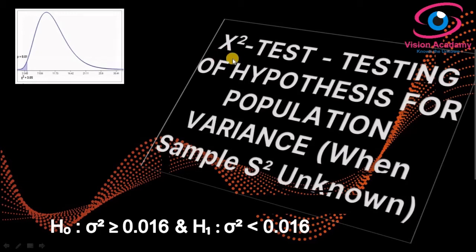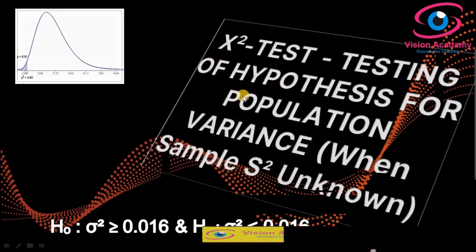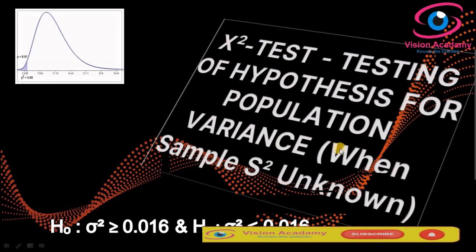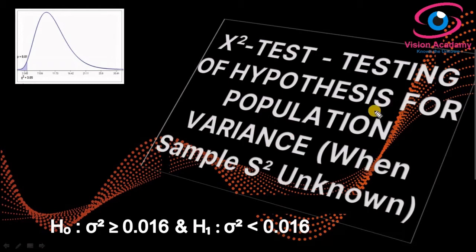Yeah, well, this is the second video on chi-square test. In this video, we'll come to know how to test hypothesis for population variance when sample variance is unknown. In my last video, I let you know how to test hypothesis for chi-square test when sample variance and population variance are known. Whereas in this case, I have to calculate sample variance out of the given samples. So this is a different method than we calculated earlier.